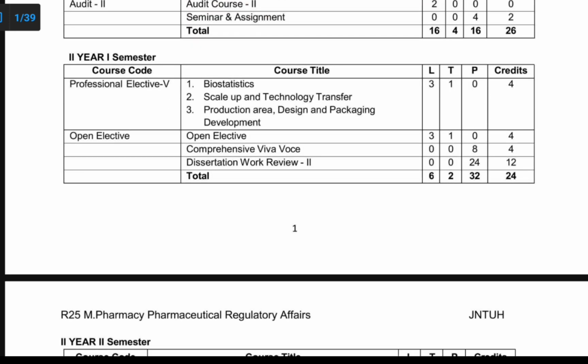Then in the third semester, we have biostatistics, scale up and technology transfer, production area design, packaging and development.